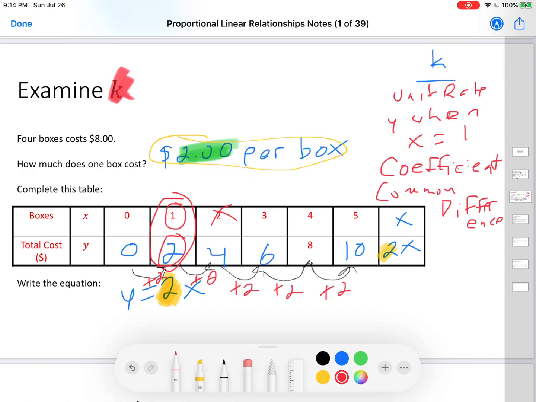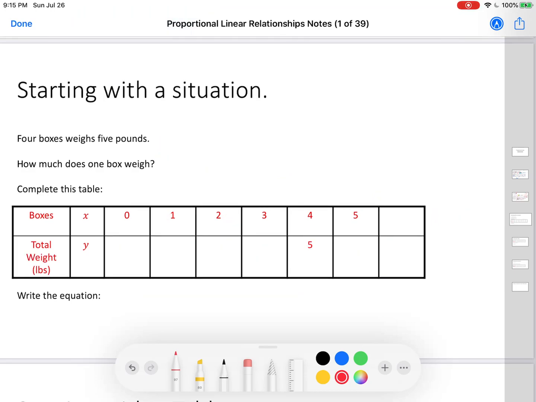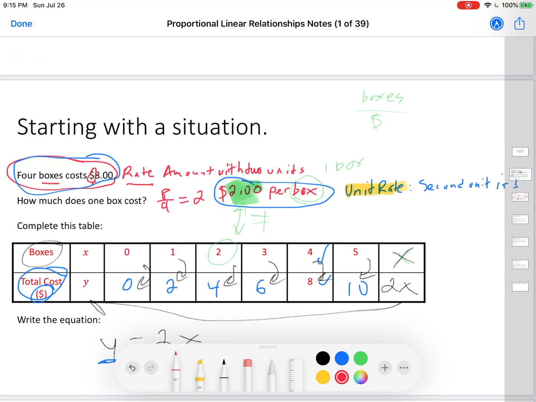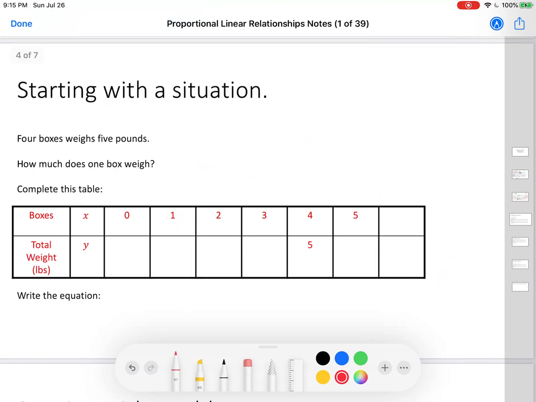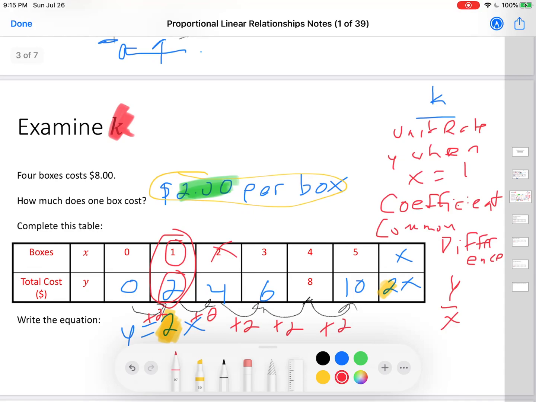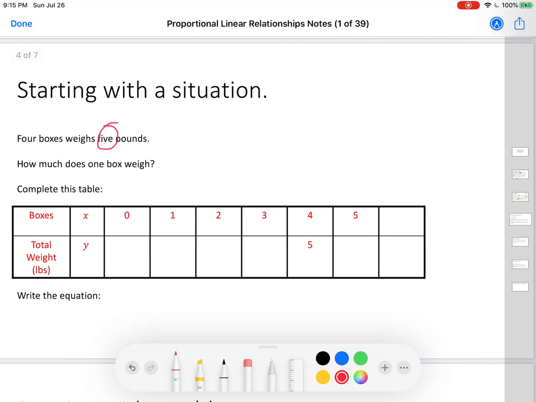Okay? Let's try a different one. Here is a different situation. 4 boxes weigh 5 pounds. How much does 1 box weigh? Well, remember, we had to do 8 divided by 4, the second amount divided by the first amount. That's another thing that k is. It's y divided by x. So, here I'll show you. 10 divided by 5 is 2, 8 divided by 4 is 2, 6 divided by 3 is 2, 4 divided by 2 is 2, 2 divided by 1 is 2, 0 divided by 0, you can't divide by 0. So we're going to do 5 divided by 4.